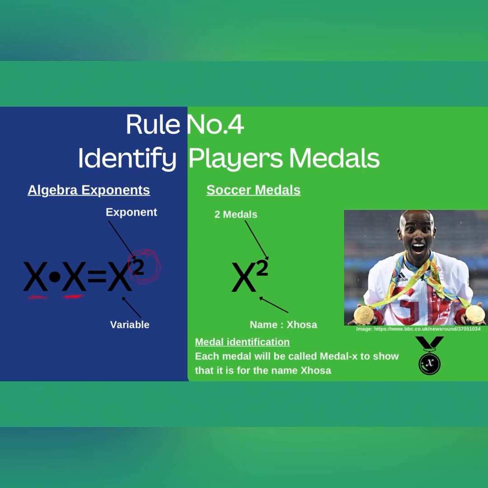In soccer, we say that exponents are the soccer medals. We have a player x squared. X is for the name Xhosa, and the 2 at the top is for the 2 medals. As you can see, our player is wearing 2 medals, and each medal needs to be engraved. Like this one has an engraving. Each medal has to be engraved. Each medal will be called medal X to show that it is for the name Xhosa. So the engraving will be an X.